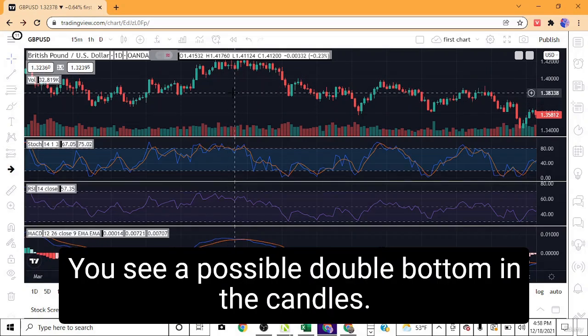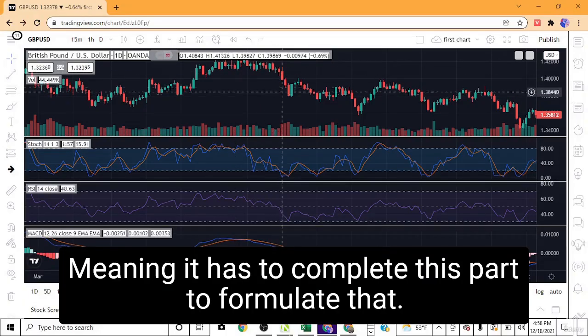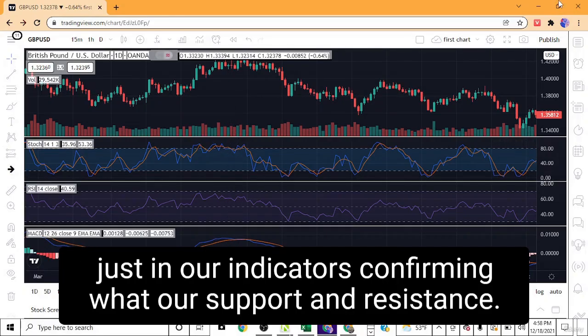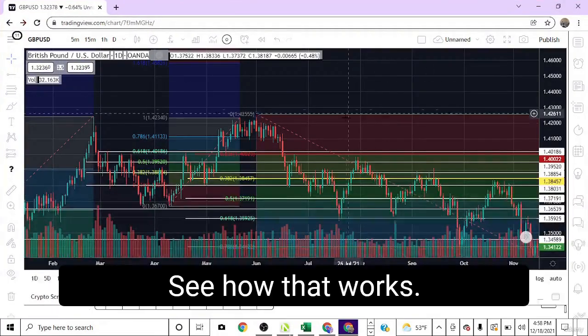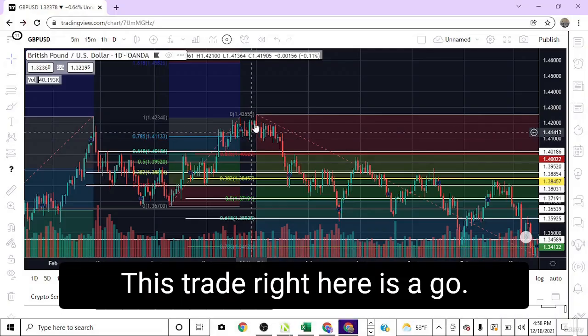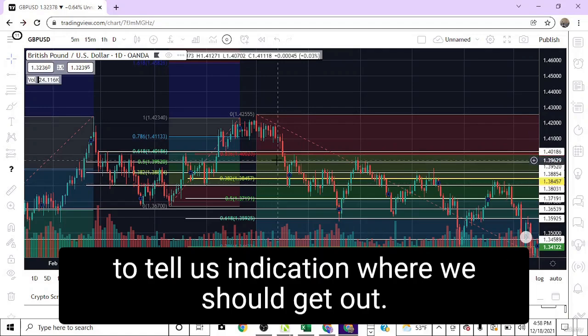You see a possible double bottom in the candles, huh? Meaning that it has to complete this part to formulate that. So we have a lot of things working for us just in our indicators confirming what? Our support and resistance. See how that works? We just use that to confirm that this is a go. This trade right here is a go. And now we have our support and resistance lines to tell us an indication where we should get out.